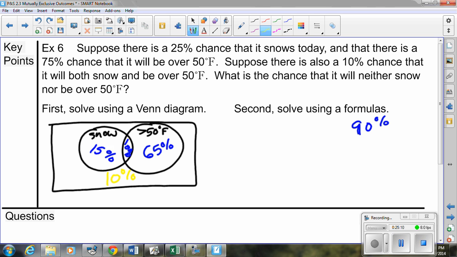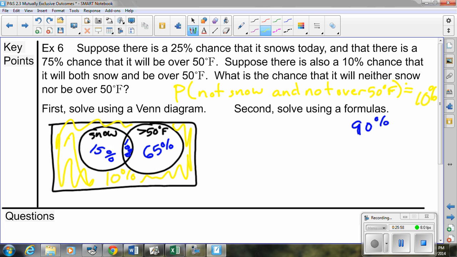Now that we have the Venn diagram picked, what is the probability that it will be not snow and not over 50? Well, where's that part on our Venn diagram? Not snow and not over 50 has to be outside both circles. That's this region. So what percent is that? 10%.